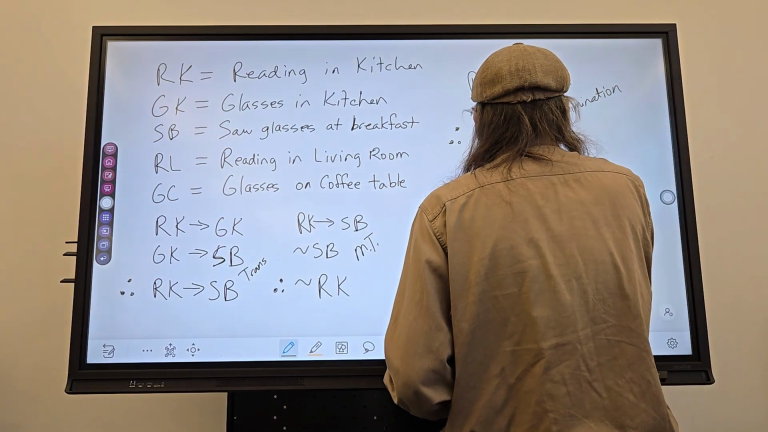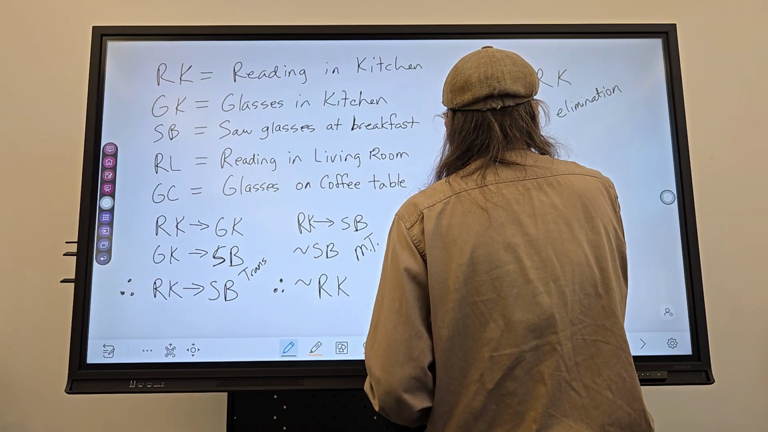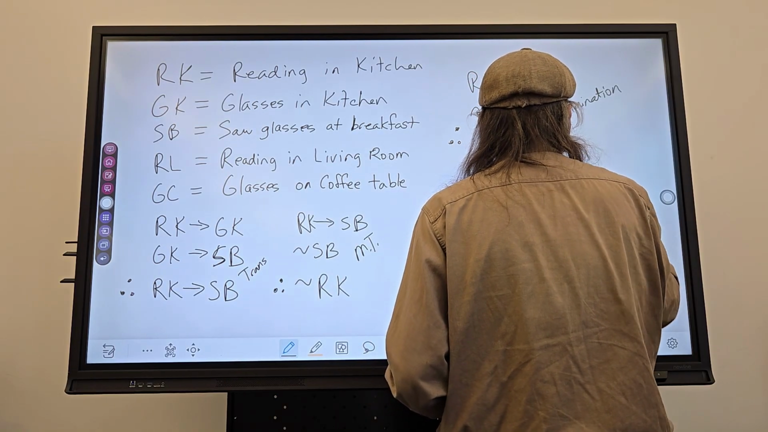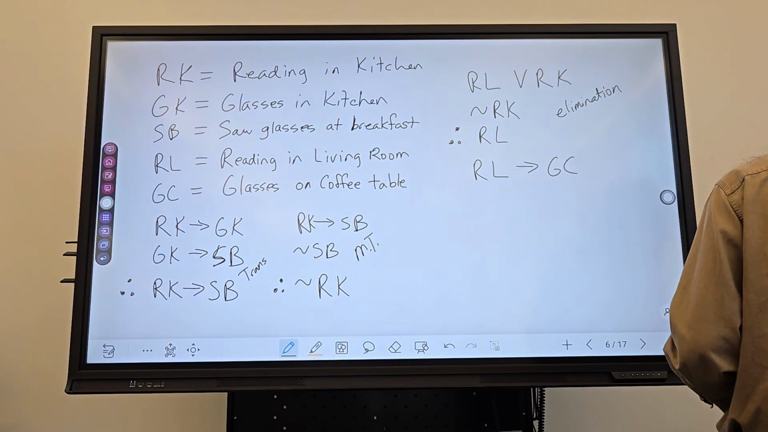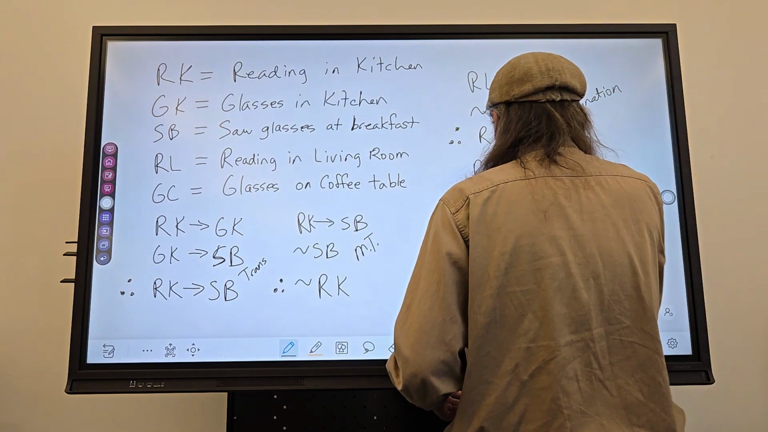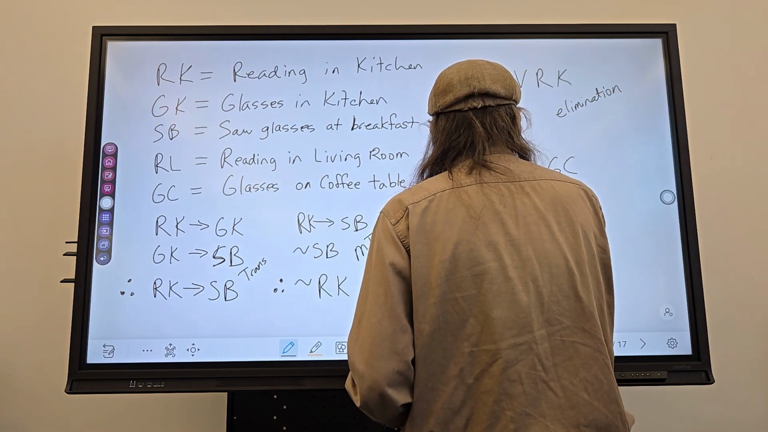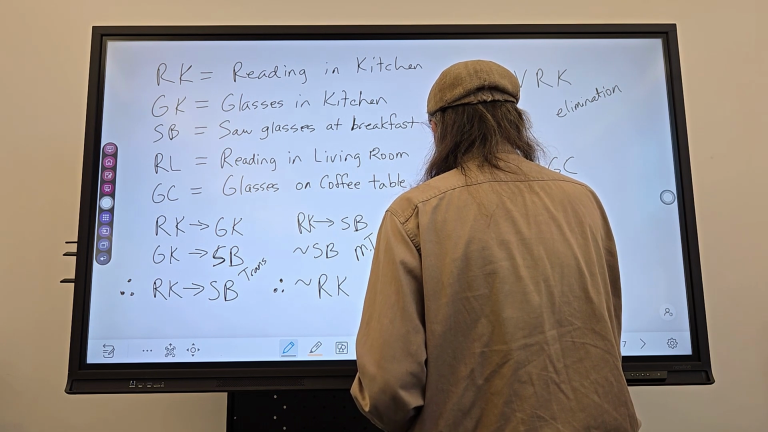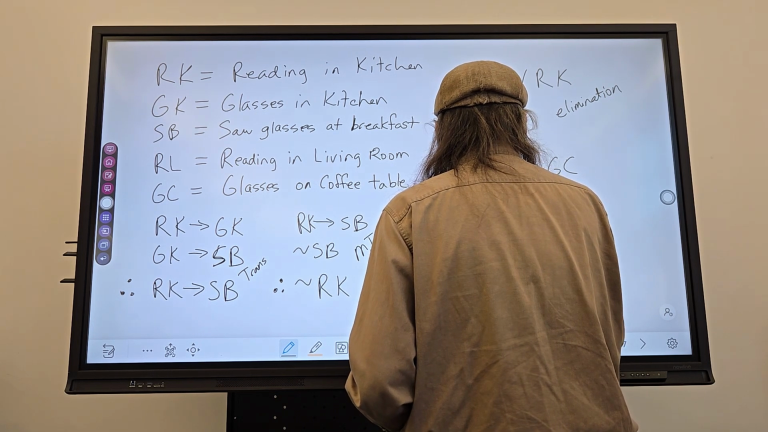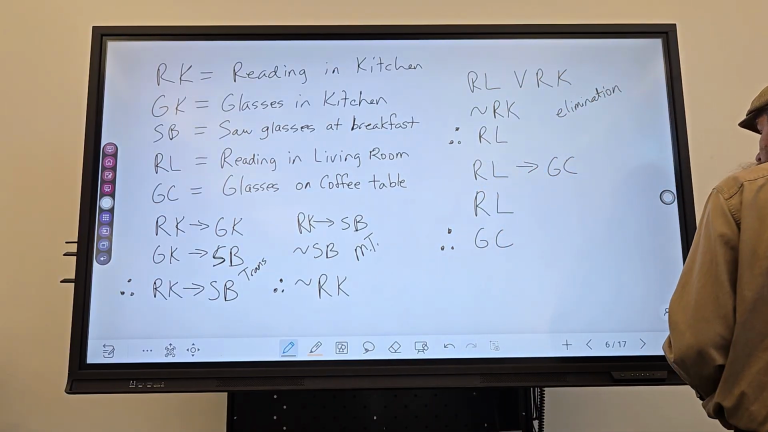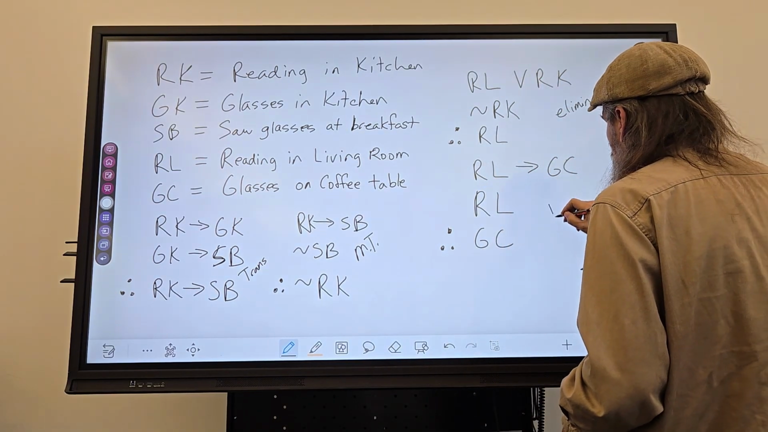If RL, then GC. If you're reading in the living room, then your glasses are on the coffee table. From the previous one, you know that RL is true. Therefore, the glasses are on the coffee table by modus ponens.